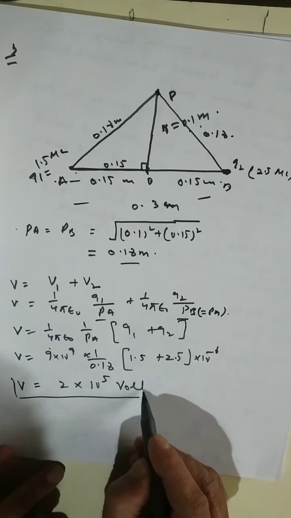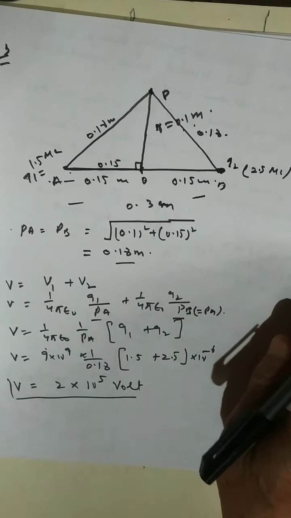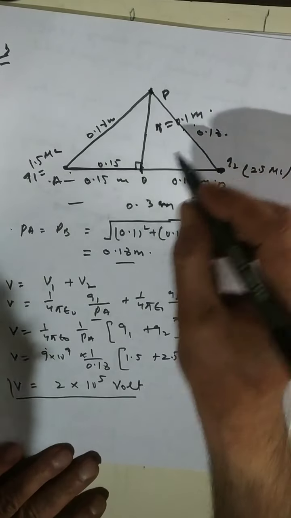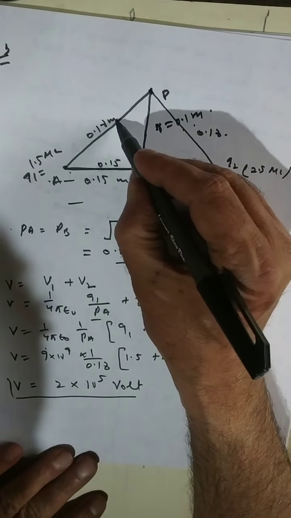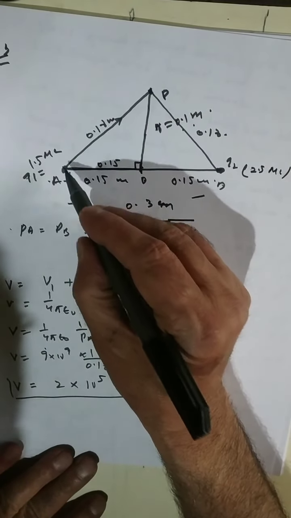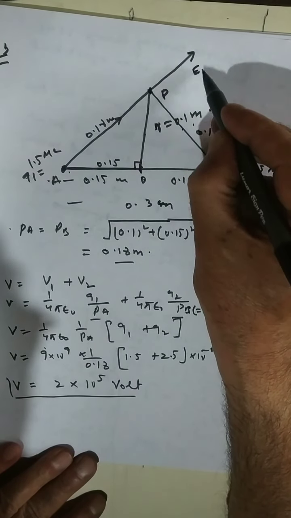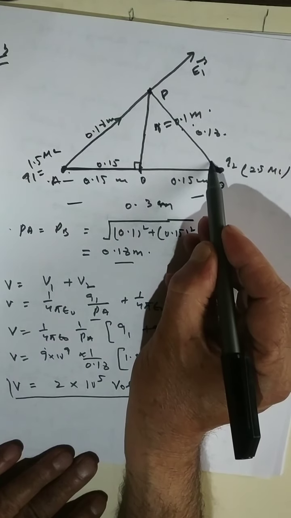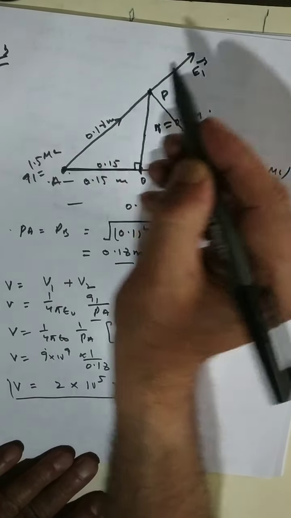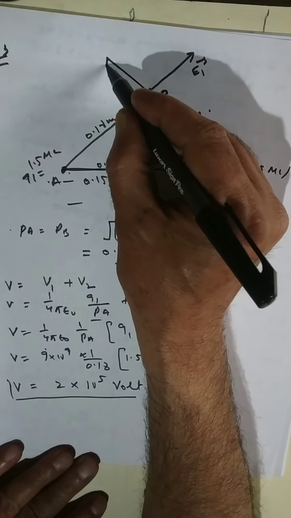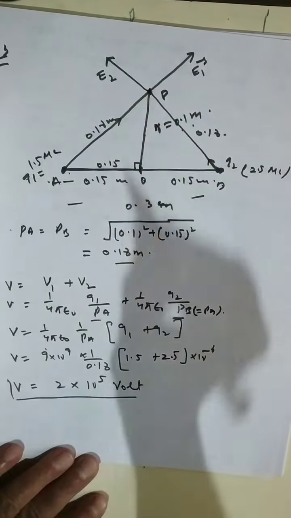Calculation. ठीक है? Now next, to find the electric field. Now electric field is a vector quantity. This is a positive charge. Its field will be directed in this direction. Let us say it is E1. Now this is also positive charge. Its field line will be in this direction. So electric field line will be in this direction. So field will also be in this direction. That will be E2. ठीक है?